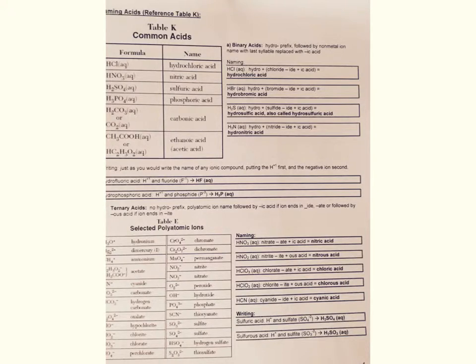Let's review some naming rules for acids. First we have binary acids, which are made up of two elements. They're made up of hydrogen and one other element. So how do we name it? We name it using the prefix hydro, followed by whatever the nonmetal is, changing the ending to ic. So for example here, you have hydrochloric, you change the chloride to ic, acid. Hydrobromic acid, hydrosulfuric acid. Those are binary acids.